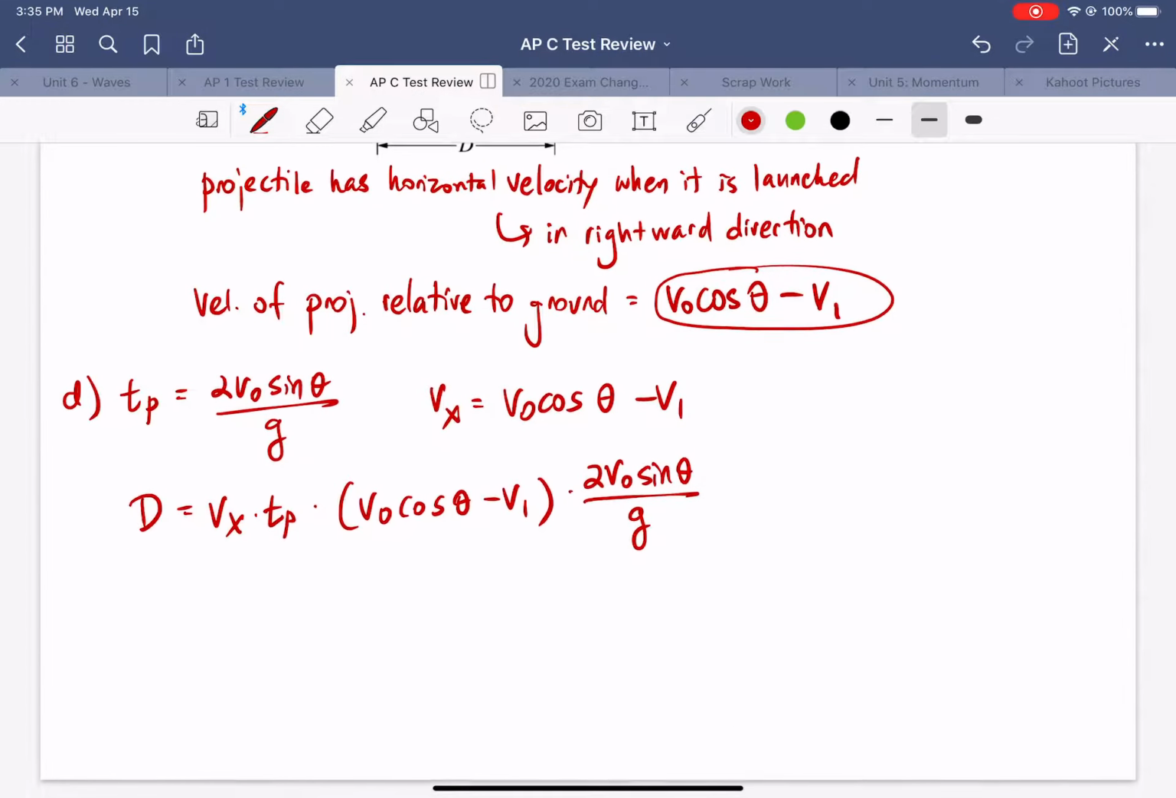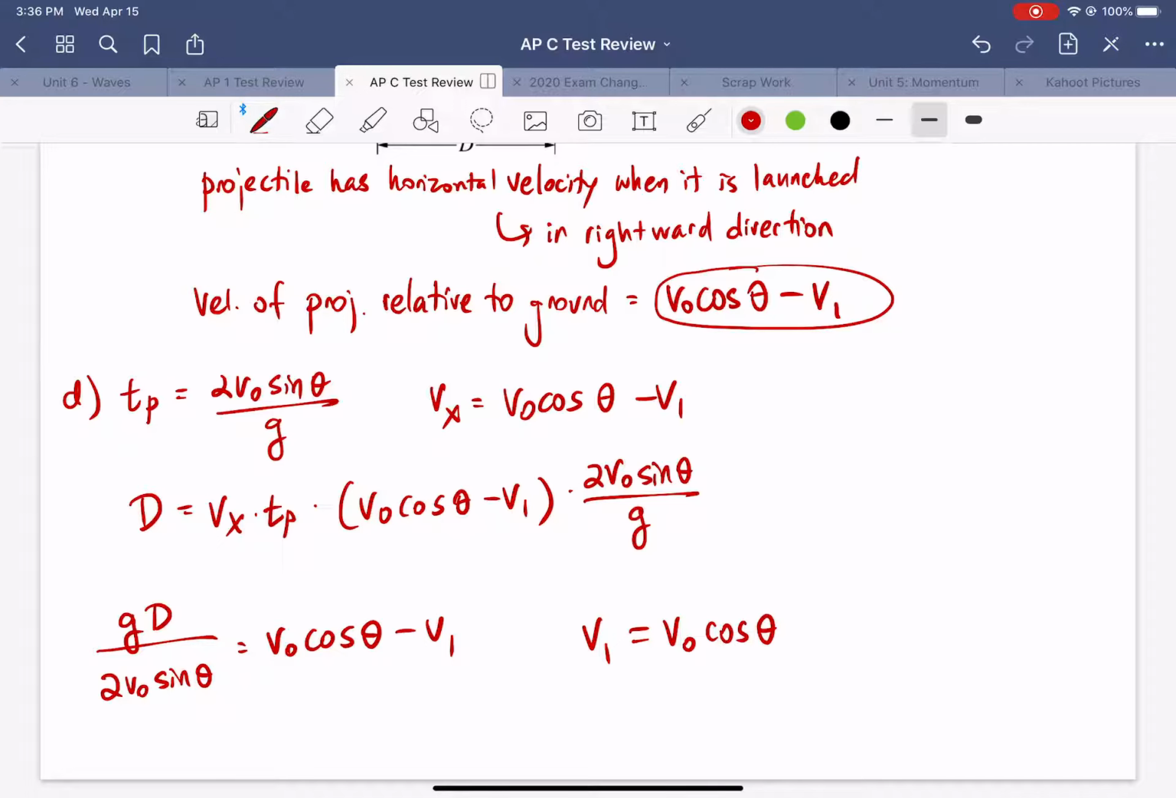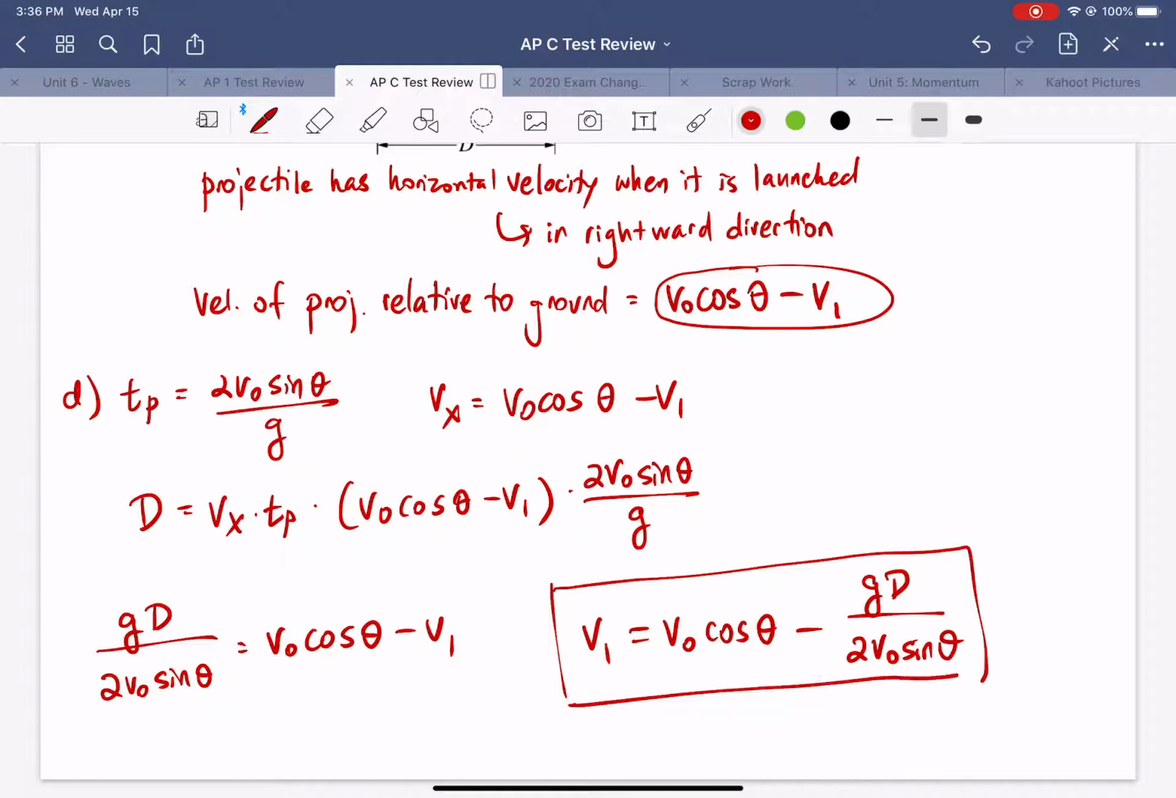All right, so we have to rearrange this. So first, let's just move everything that's out to the right of the parentheses over to the left-hand side of the equation. So we get gd divided by 2 v0 sine theta equals v0 cosine theta minus v1. So I'll add v1 to both sides and then subtract this fraction on the left, just move things around. I get v1 equals v0 cosine theta minus gd over 2 v0 sine theta. All right, so that's my answer for part D.